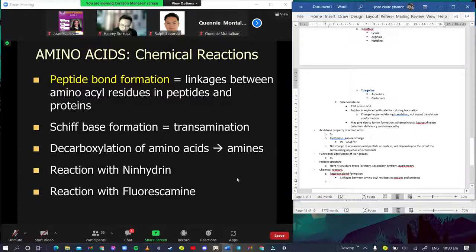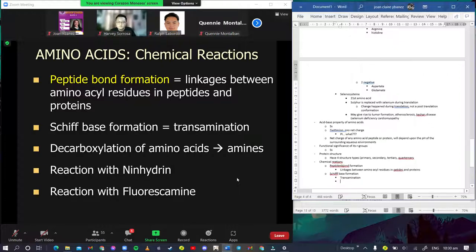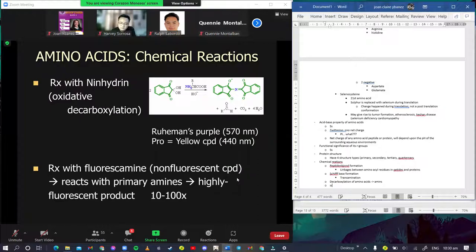Another important knowledge is you need your vitamin B6 acting as a coenzyme, pyridoxal phosphate. Then decarboxylation will lead to amino acid amines, and reaction with ninhydrin and fluorescamine is to detect the presence of protein. Okay. Between the two, it is fluorescamine that is actually more sensitive.